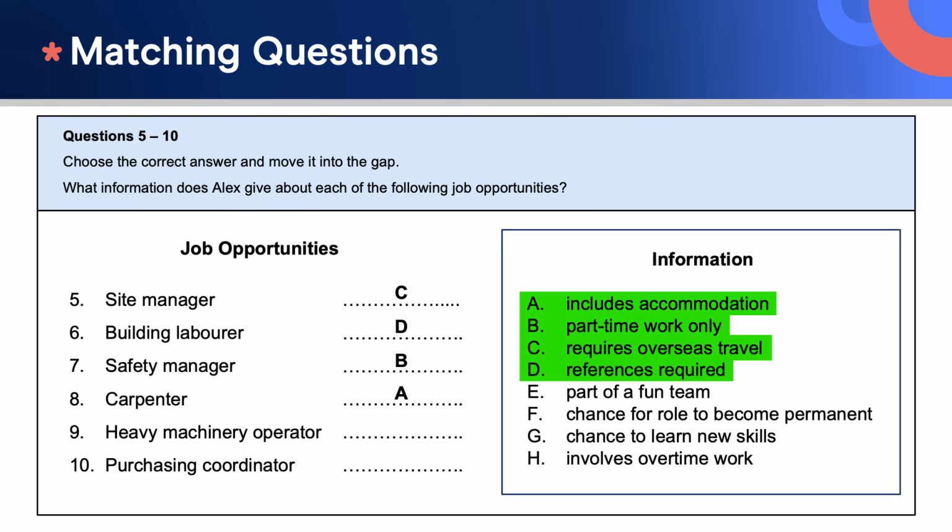The next job is heavy machinery operator. For this one, we hear training is provided to expand your knowledge of different types of equipment. This means a chance to learn new skills. You may have also heard mention of training in the safety manager role description, but there it was a manager who would be providing some training of team members, not receiving the training themselves, so that job doesn't match with learning new skills.